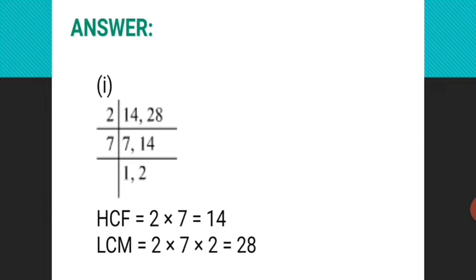They come on the left side. So we write down HCF is equal to 2 into 7 equals 14. Now for LCM, we take the common factors from the left column and the bottom row as well. So 2 into 7 into 2 is equal to 28 is the LCM.